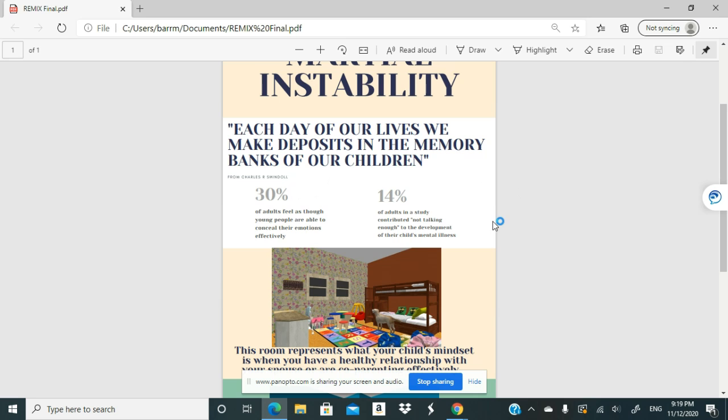And then here we have some reasons as to why parents would feel like the child's state of mind is not their fault. We have 30% of adults feel as though young people are able to conceal their emotions effectively, while 14% of adults in a study attributed not talking enough to the development of their child's mental illness. And while parents may not always think that their behaviors impact their children, it is a lot more than they think it is.